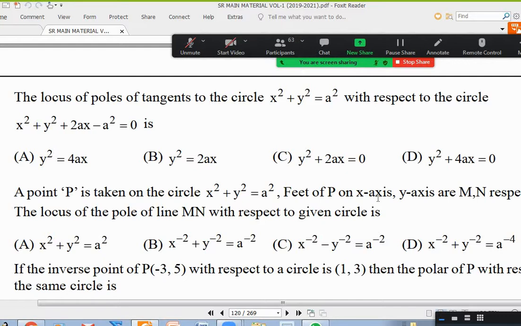Maybe 84, 85 I'll discuss because there are some locus questions. Somebody may in the beginning find it a little difficult. Okay. So 84: locus of poles of tangents to a circle with respect to another circle. Okay.